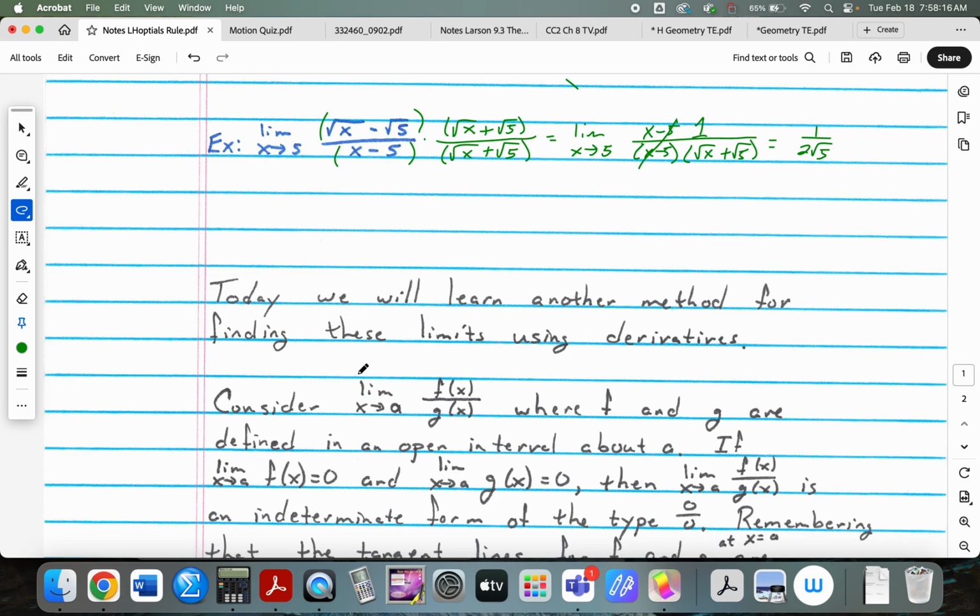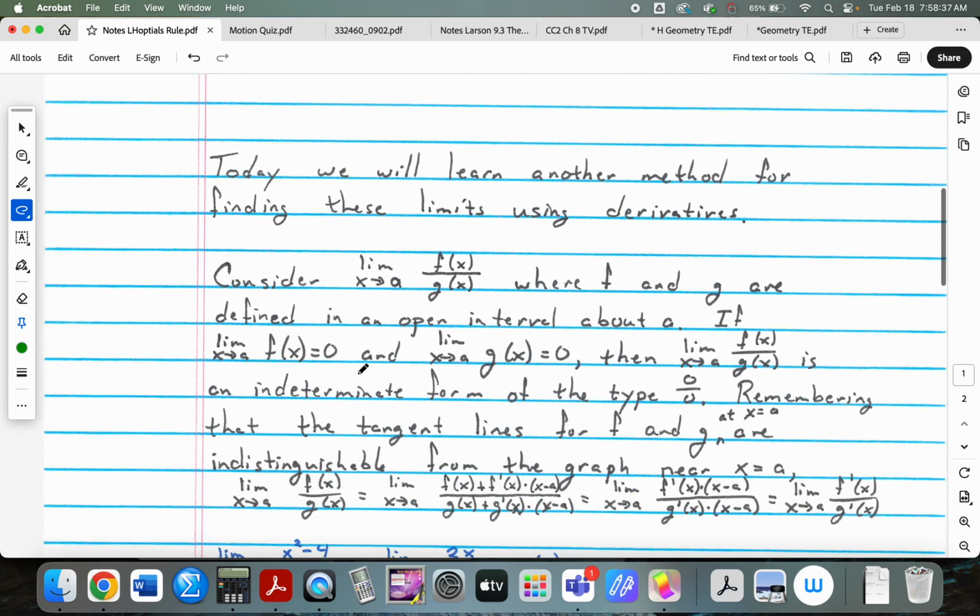The problem that we had with this, if you remember, is that you kind of had to go, okay, on this type I have to do this thing, and on that type I have to do that thing. So today we're going to learn something called L'Hopital's rule, which is a way to handle problems like this where we can handle all of them kind of the same way.